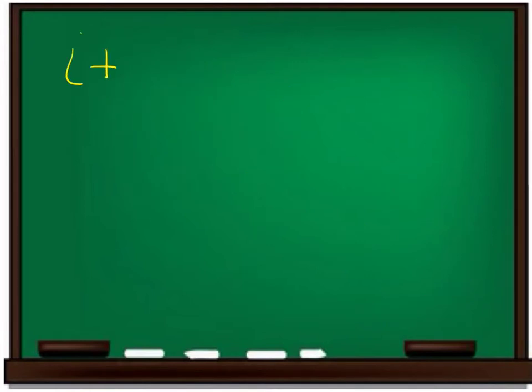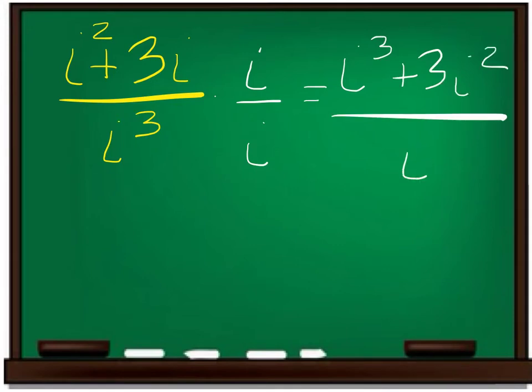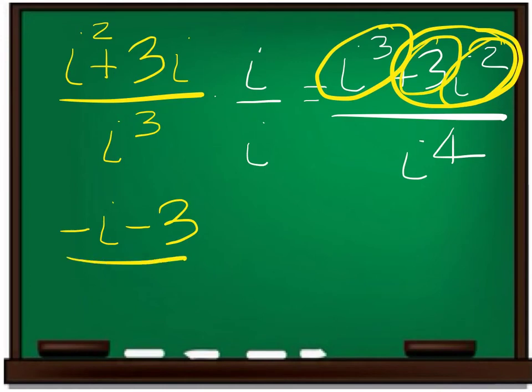I plus 3, actually this is going to be I squared plus 3I over I to the third. What can I do on this one? We can multiply by I on the top and the bottom to get I to the third plus 3I squared over I to the fourth. What's this? -I. And what does this become? Yeah, -3, because of this -1 times 3. On the bottom is what?